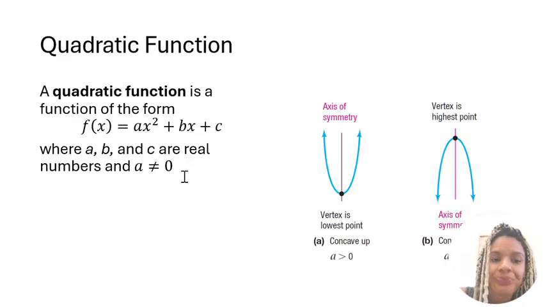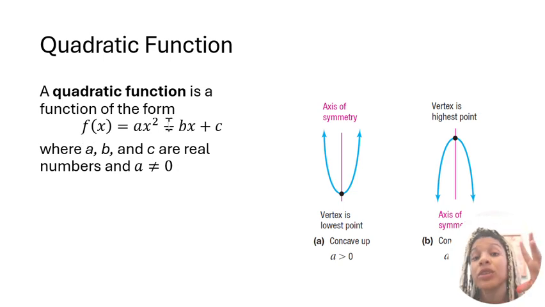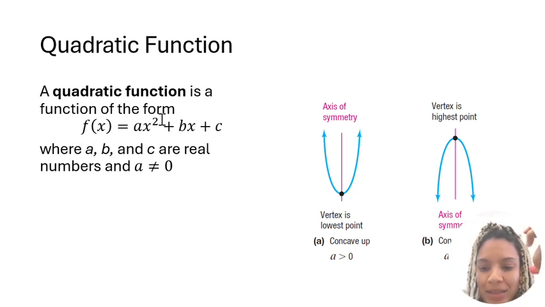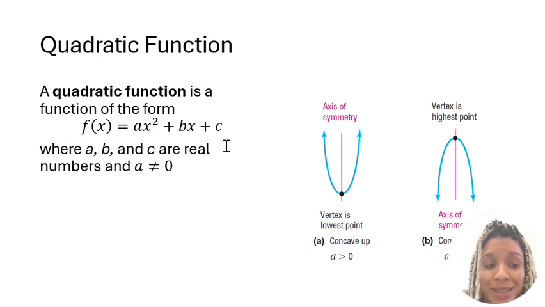So first, the quadratic function. It is in the form f of x equals ax squared plus bx plus c. What tells me that it's a quadratic function? That we're dealing with a quadratic is that the highest exponent is 2. So that automatically tells me that I am dealing with a quadratic. Now this is the standard form of a quadratic.